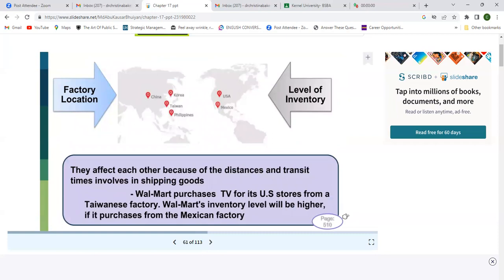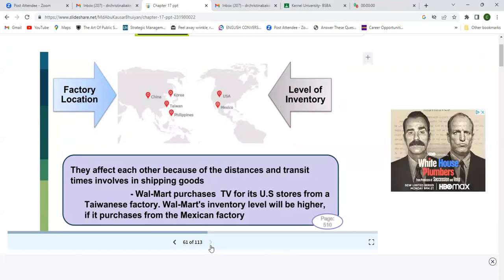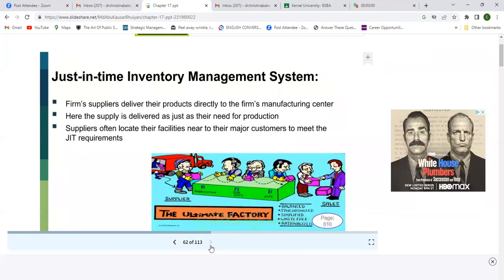Factory location and level of inventory affect each other because of the distances and transport times involved in shipping goods. If Walmart purchases TVs for its U.S. stores from a Taiwanese factory, its inventory level will be higher than if purchased from a Mexican factory. In a just-in-time inventory management system, suppliers deliver their products directly to the firm's manufacturing center, just as needed for production. Suppliers often locate their facilities near their major customers to meet the JIT requirements.